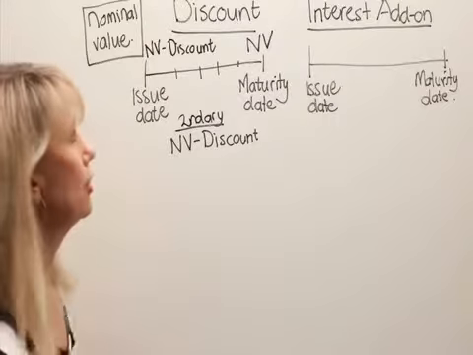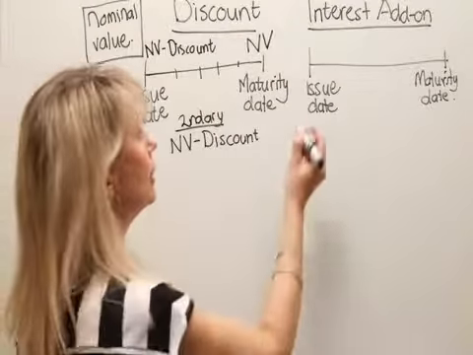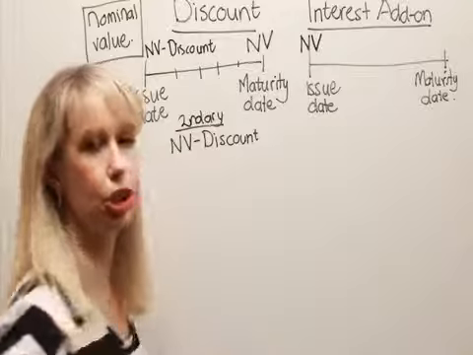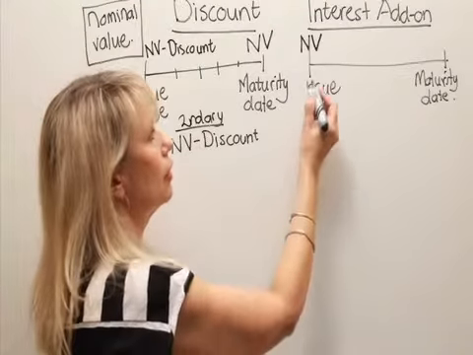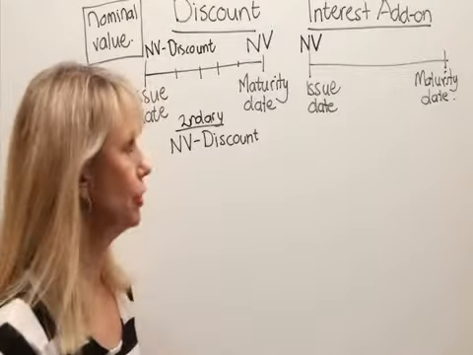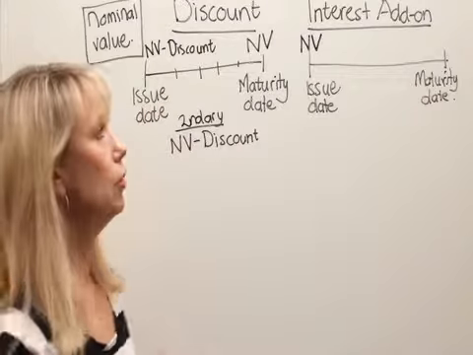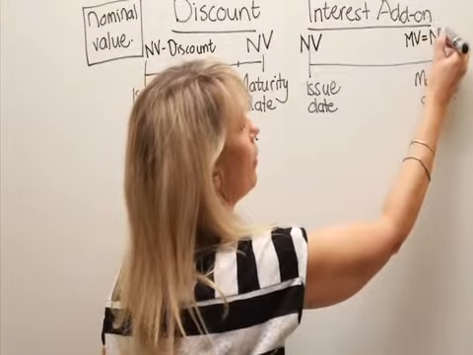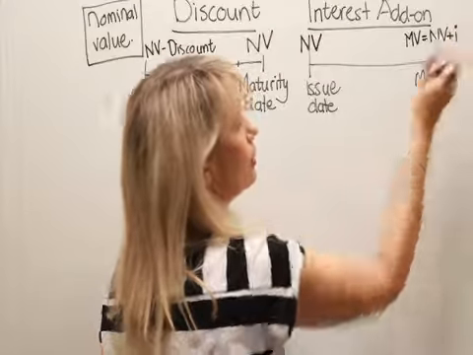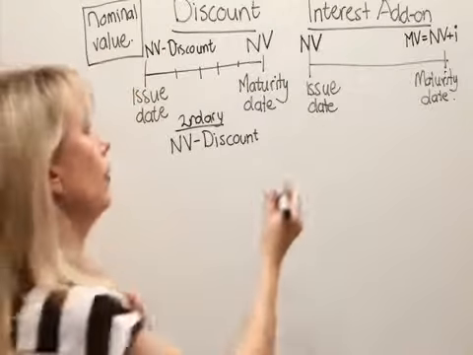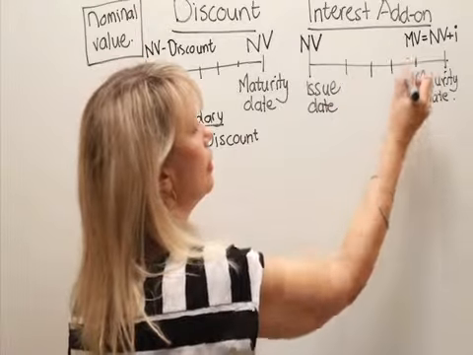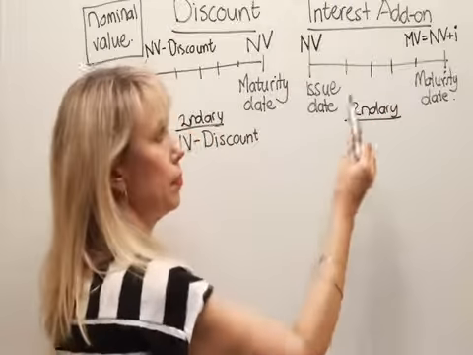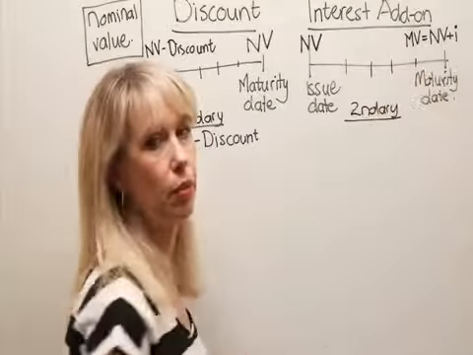Now let's look at an interest add-on instrument. With an interest add-on instrument, the nominal value will be the price at which it is issued. So that will be the amount that the issuer will receive on the issue date. And then on the maturity date, the maturity value is going to be equal to the nominal value plus interest. Right, now if this instrument trades in the secondary market, it's going to trade at an amount that will be less than the maturity value.